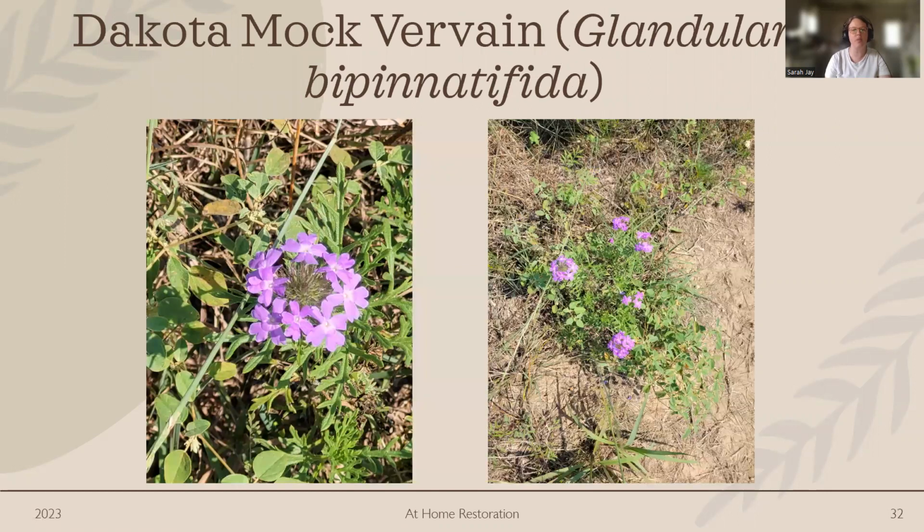Another really cool complex flower is Dakota mock vervain. It's also called prairie verbena. Another great plant that loves dry soil, full sun, and it's a long blooming plant too. It attracts butterflies, bees, lots of different pollinators.